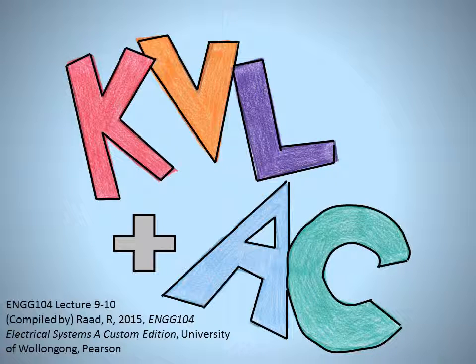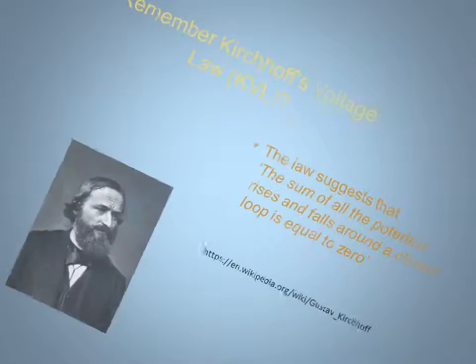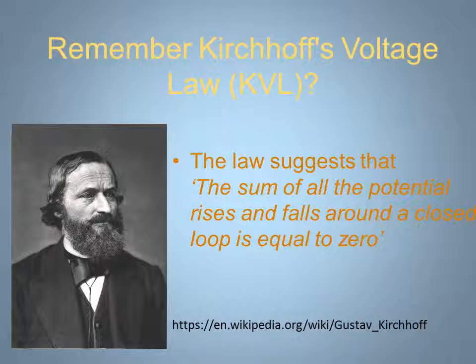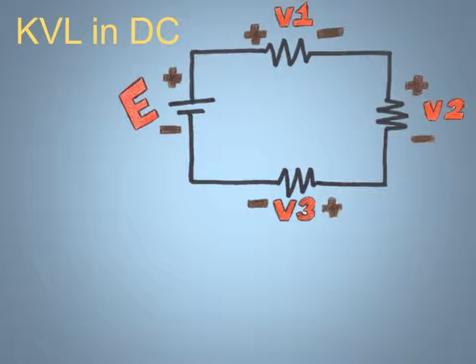Let's explore KVL in an AC circuit. First, we can recall that Kirchhoff's voltage law suggests that the sum of all the potential rises and falls around a closed loop is equal to zero. Here we have KVL working in a simple DC circuit with 3 resistors and 3 voltage drops.